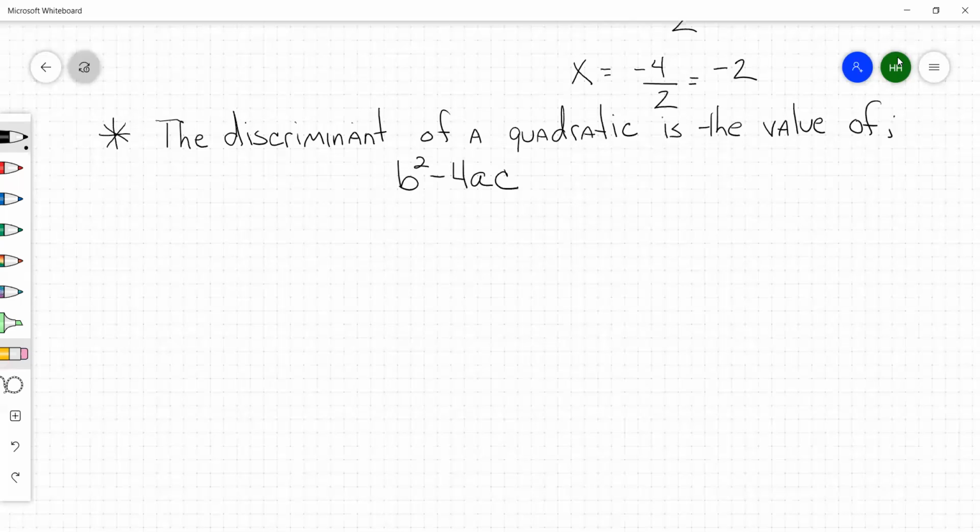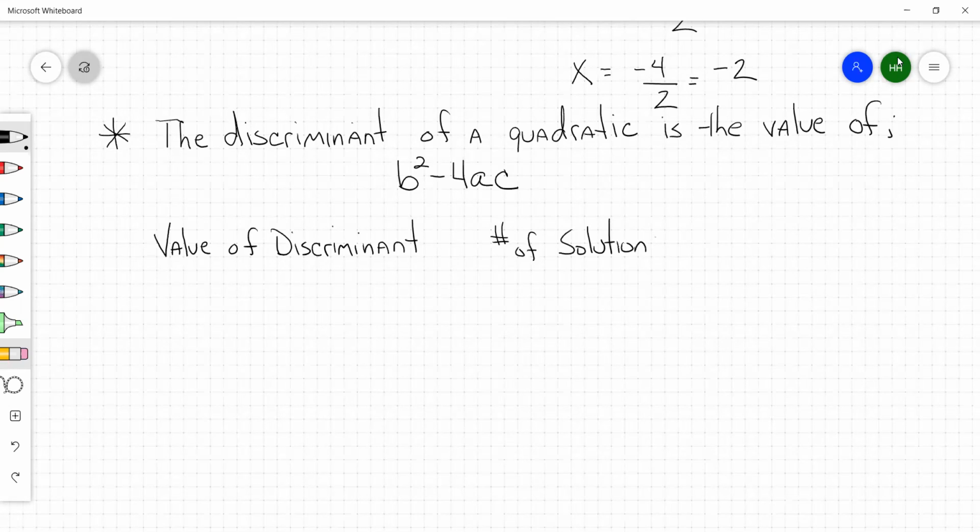Now, what that discriminant does is it tells you how many solutions there are for the quadratic. So look, we're going to say value of the discriminant. We're going to do a little table here. Value of discriminant, and then next to that is number of solutions. And then we're going to draw a little picture of the graph of each.